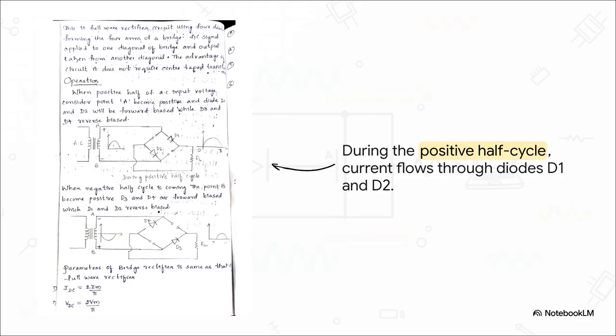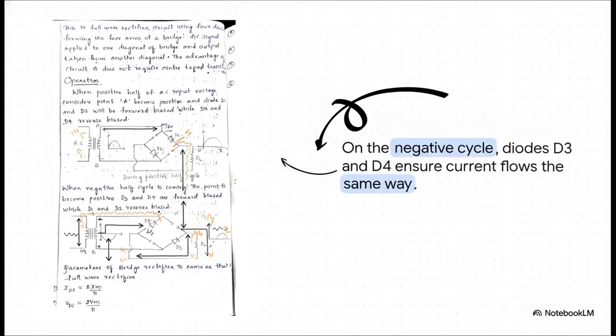During the positive part of the AC cycle, the current flows through this top right diode, D1, then down through our load, and back to the source through the bottom left one, D2. The other two diodes? They're just sitting there, turned off. The key thing is to notice the direction of the current through our load. But here's the brilliant part.